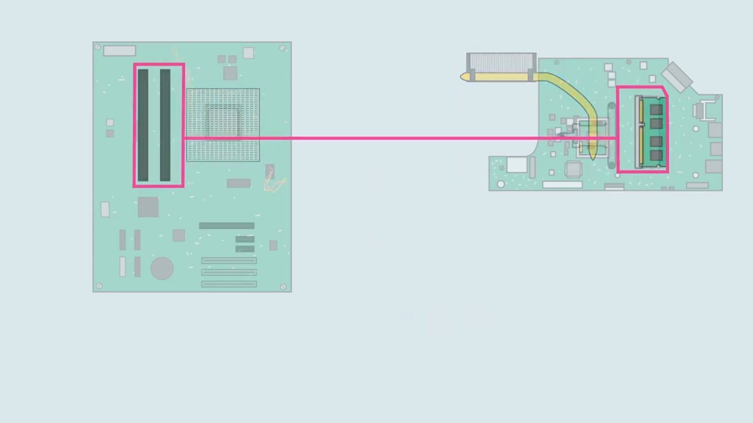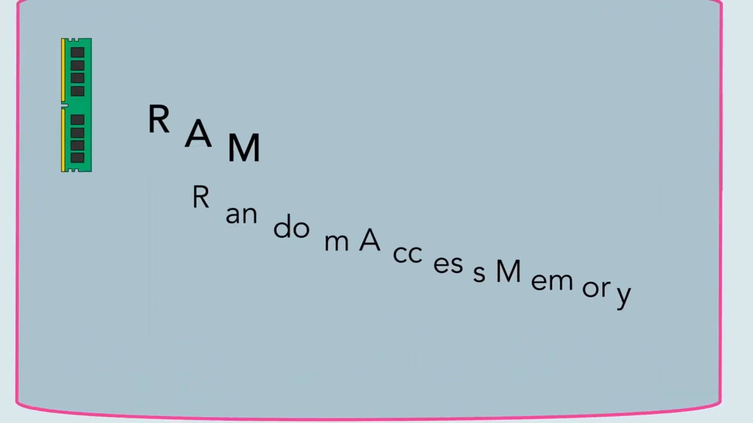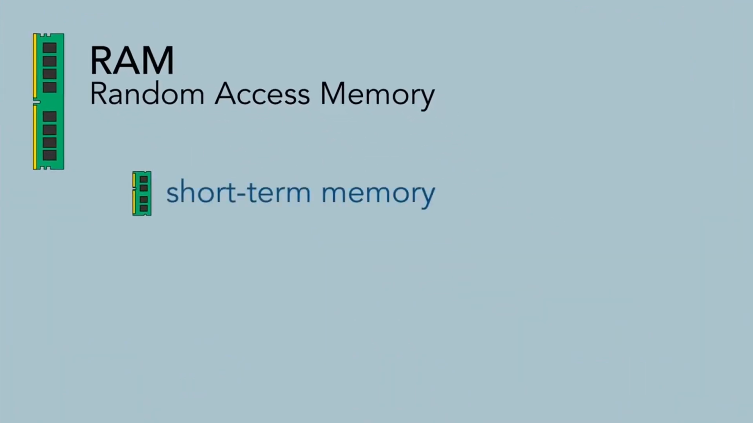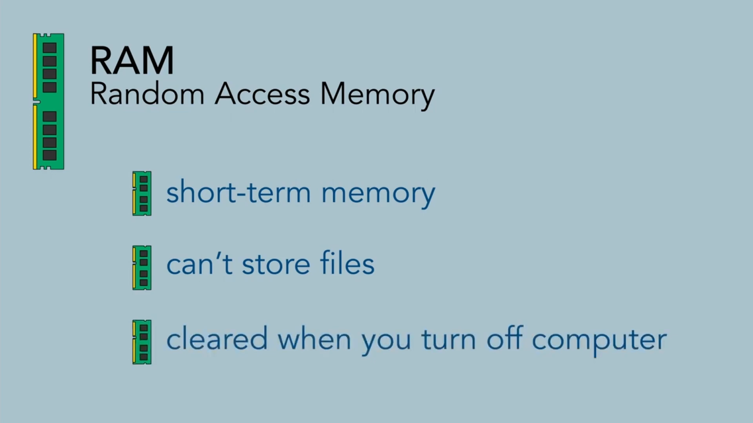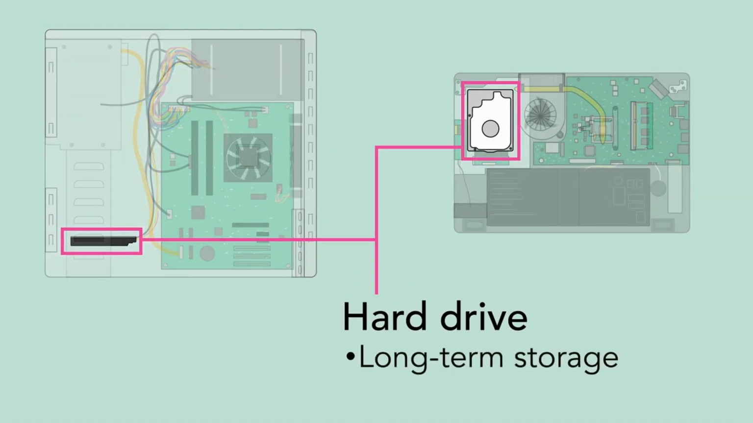The motherboard also contains the computer's RAM, or random access memory. This is the short-term memory that the computer uses whenever it's performing calculations. However, you cannot store your files there, because the RAM is cleared when you shut off the computer. The hard drive provides long-term storage, keeping all of the computer's data even when it's turned off.